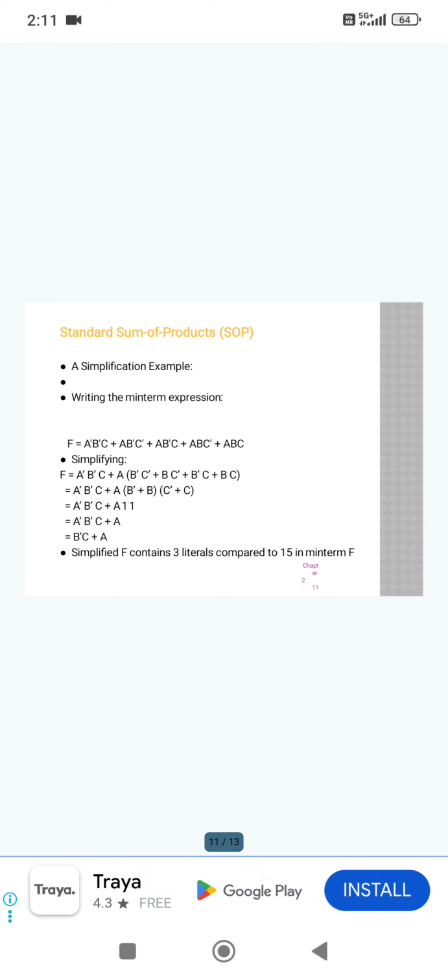If you are using 0 in min term, that is replaced by 1 in the max term. If you are using 1 in min term, that is replaced by 0 in the max term. Okay, this is the concept of min term and max term. Okay, thank you.